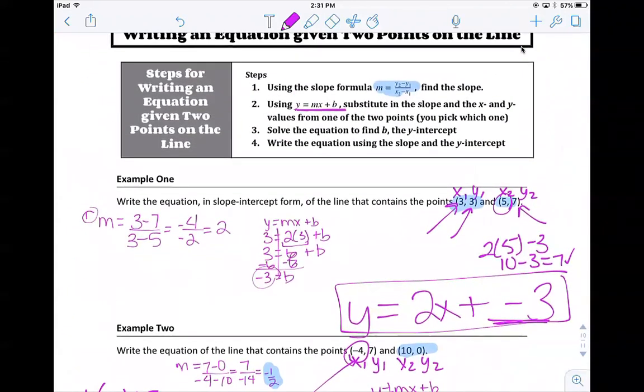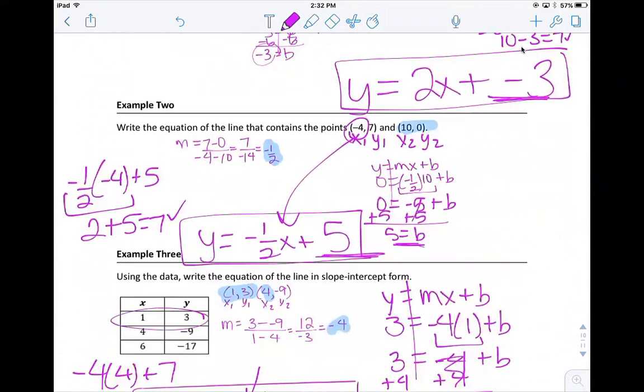So just to recap, you are using the slope formula to find the slope first, then replacing that with an ordered pair and then solving.